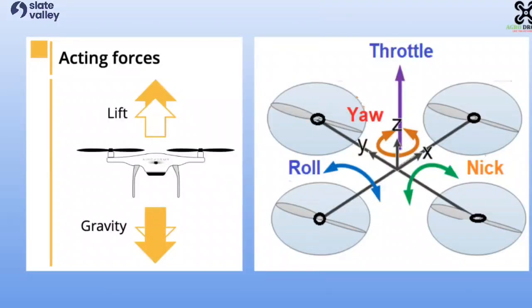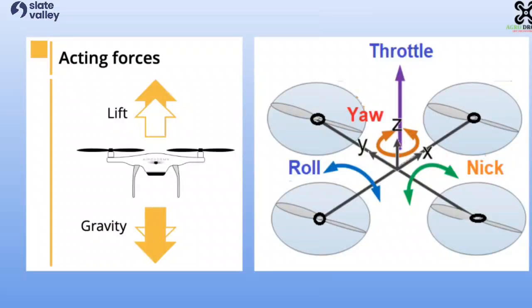Coming to the drone, there are four controls. One is throttle, which helps to increase and decrease the speed of the motors for lifting up and lifting down. The next is roll. Roll is moving the drone to the right side and left side. And pitch is for moving the drone forward and backward.